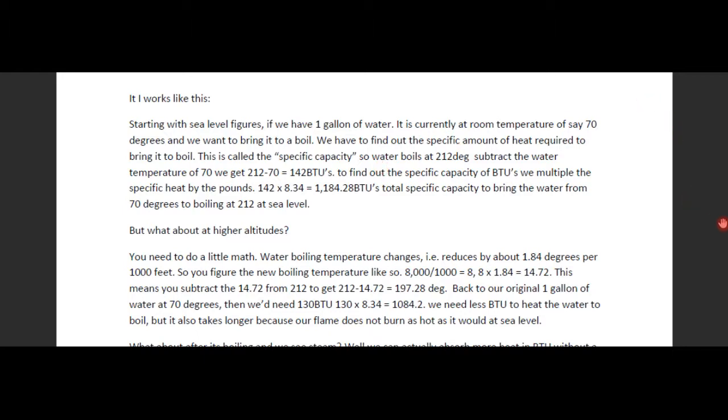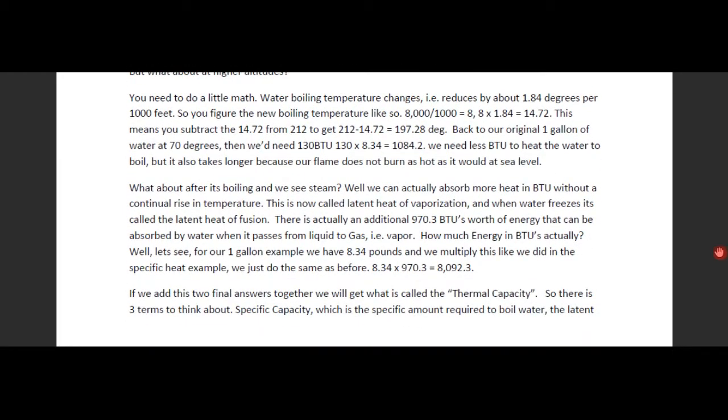If we continue on, what about after it's boiling and we see steam? We can actually absorb more heat in BTUs without a continual rise in temperature. This is called the latent heat of vaporization. And when water freezes, it's called the latent heat of fusion. There is an additional 970.3 BTUs worth of energy that can be absorbed by water when it passes from the liquid to the gas, the vapor stage.